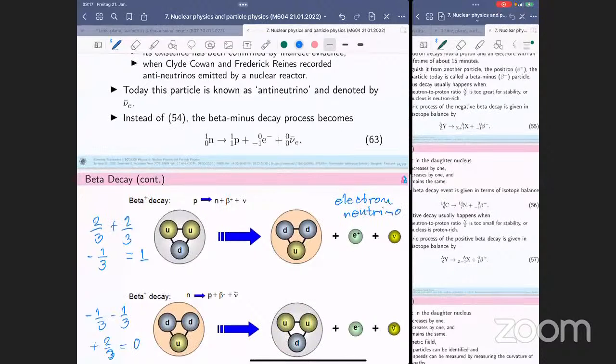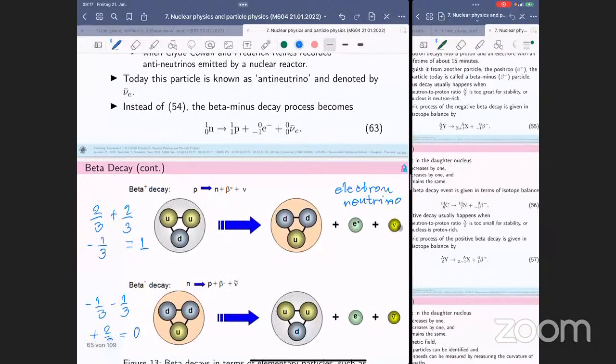The electron neutrino is even much smaller than the electron, and the information for this particle is still missing because it's very hard to detect. Okay, and that's the whole process for beta plus decay. We start from a proton, and the proton turns into a neutron, and two particles are emitted, the positron and the neutrino.